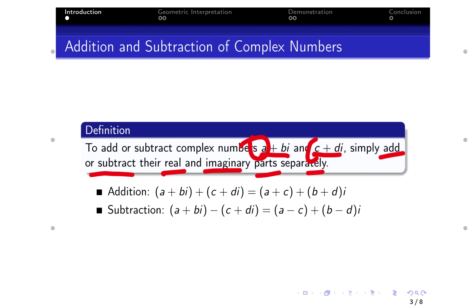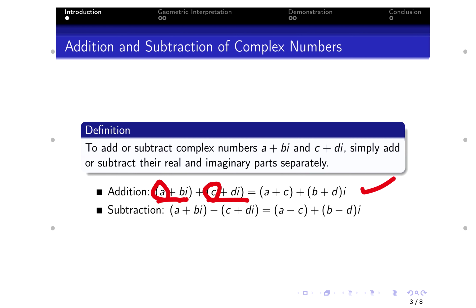And if you're subtracting, you are going to say a minus c and then b minus d with the i attached. So simply for addition, you have a plus bi plus c plus di. So a and c will have to be together because they are the real parts, and then b and d will be together because they are the imaginary parts. So at the end of the day, you have a plus c plus b plus d, all times i, because b and d are the imaginary parts and a and c are the real parts.